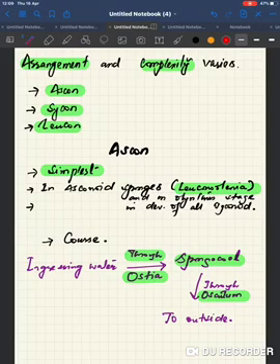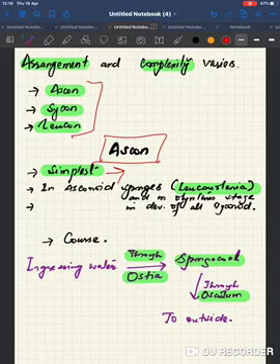Students, arrangement and complexity vary in these animals as far as the canal system is concerned, and on the basis of arrangement and complexity, the canal system is of three types: ascon, sycon, and leucon. Let us move to the first type, that is ascon. Ascon is the simplest type of canal system, and sponges which have this type of canal system are called asconoid sponges. The best example in this is Leucosolenia.